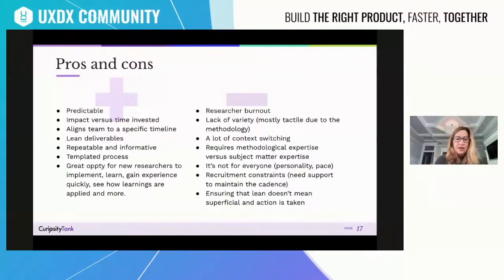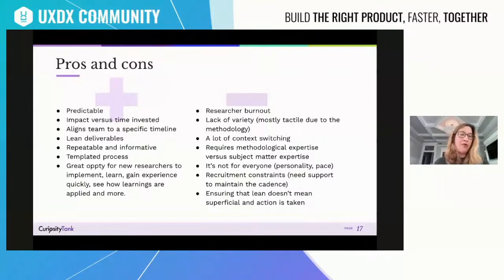Another consideration is the person who's conducting the rolling research really needs to acquire a certain degree of methodological expertise. And this is really in lieu of subject matter expertise because the subject can change every week, right? So again, it's not really for everyone. It's not necessarily a good personality fit. It's not a good pace fit.